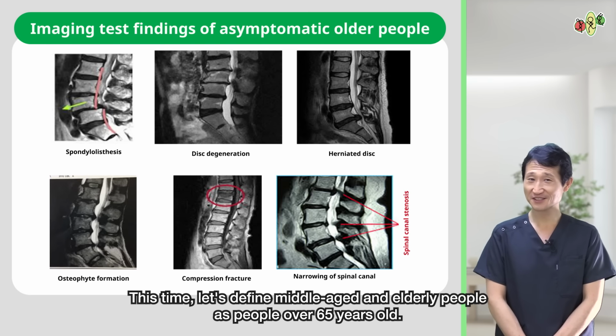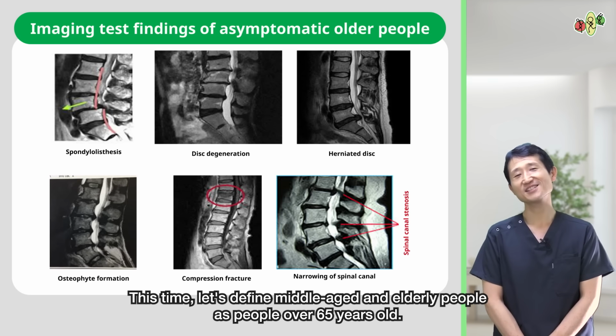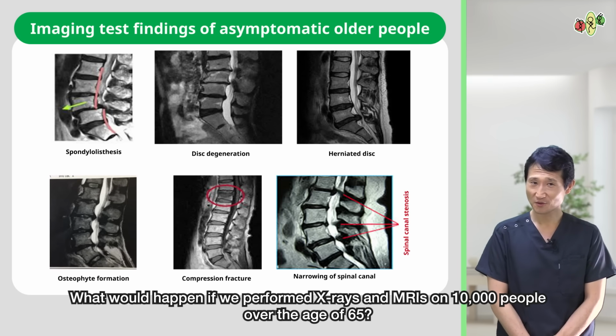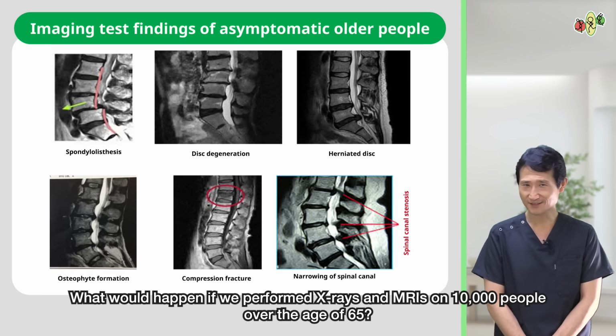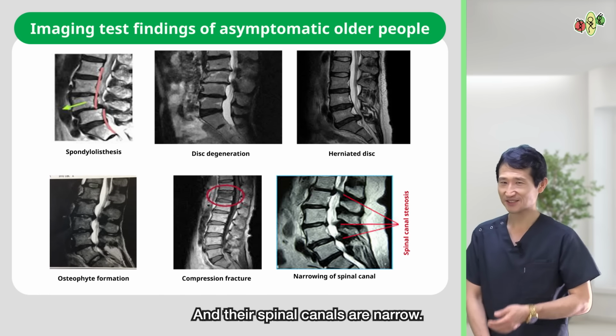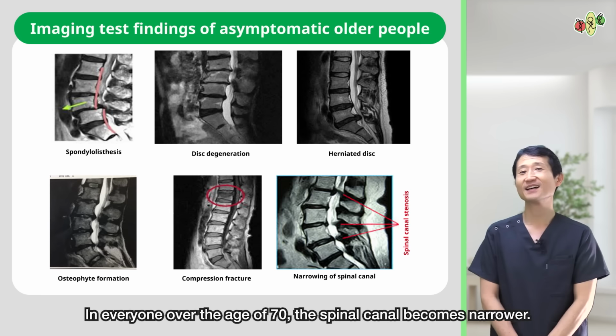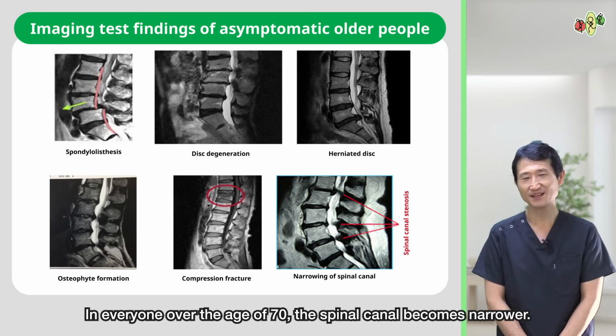This time, let's define middle-aged and elderly people as people over 65 years old. What would happen if we performed X-rays and MRIs on 10,000 people over the age of 65? Probably almost all of them have herniated discs, and their spinal canals are narrow. In everyone over the age of 70, the spinal canal becomes narrower.